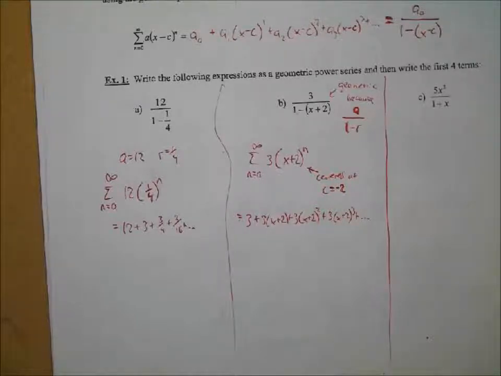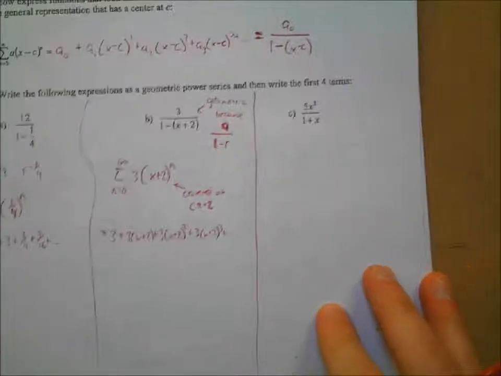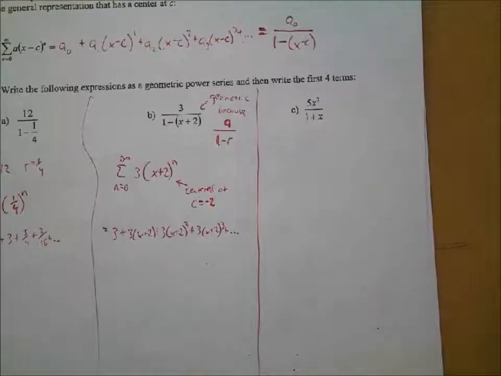All right, so let's scoot over here and take a look at letter C. Let me step back one here maybe. So this is geometric, right? We're told in the directions it's going to be geometric, so it's hinted at. What would our a be in this case? 5x squared. What is our r going to be?